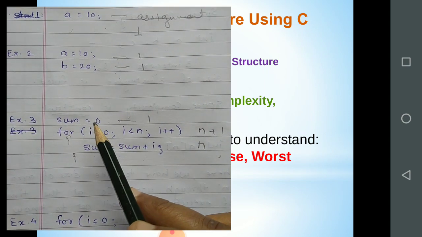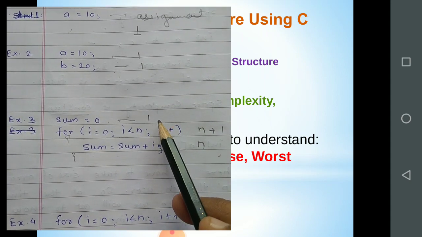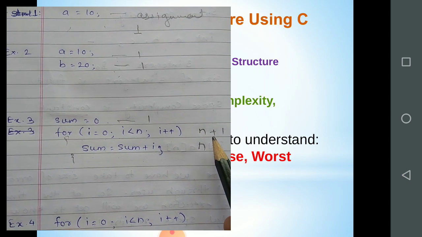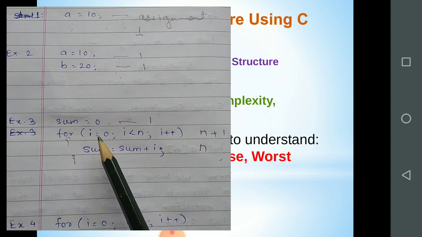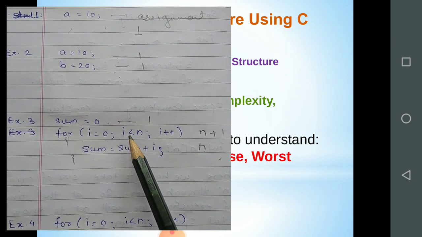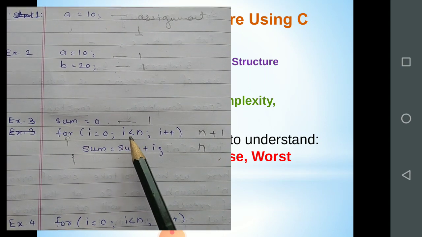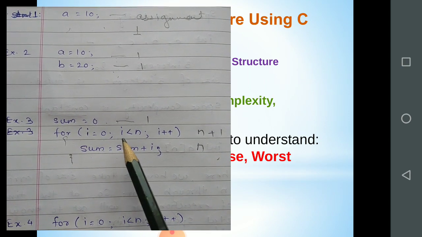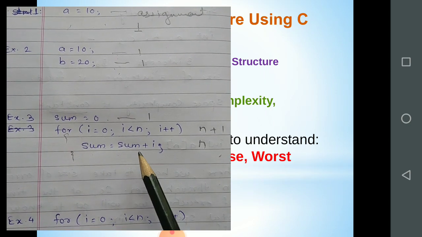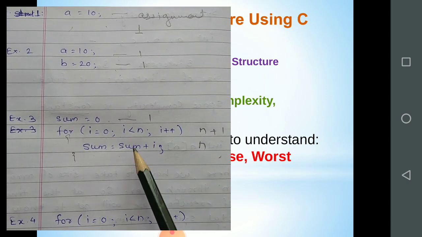Okay, so here sum is equal to 0, it is a simple assignment statement, it takes 1 unit of time. This for statement will execute n plus 1 number of times. It always has to assign the value, initialization is there, then increment is there, and then this condition we have to check all the time. So n plus 1 number of times this particular statement will execute. And the last statement, sum equal to sum plus i, will execute n number of times because it is inside the loop.